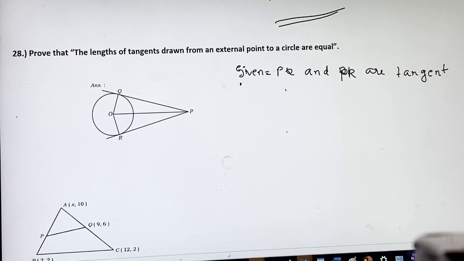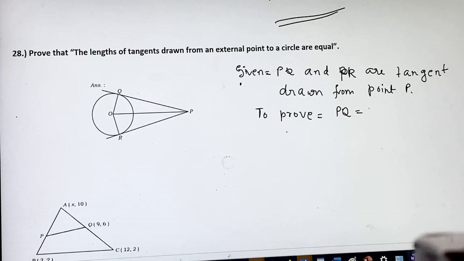Okay, tangents drawn from point P. These are the two tangents. So now, what do we need to prove? We need to prove that PQ is equal to PR. These two tangents are equal.